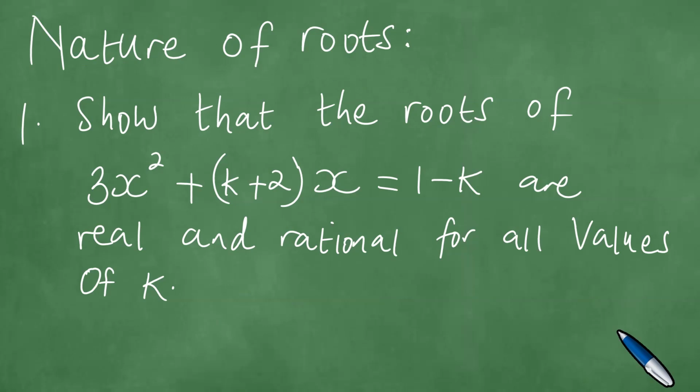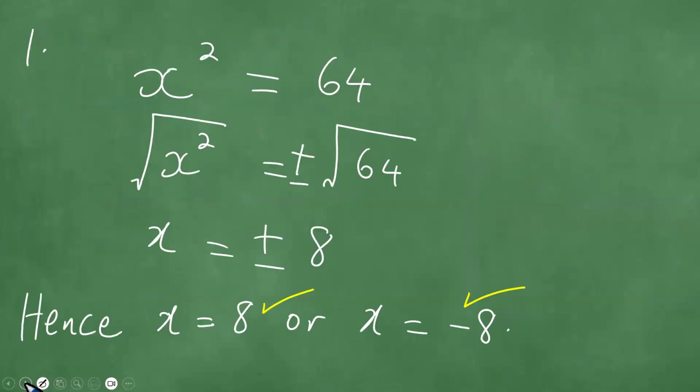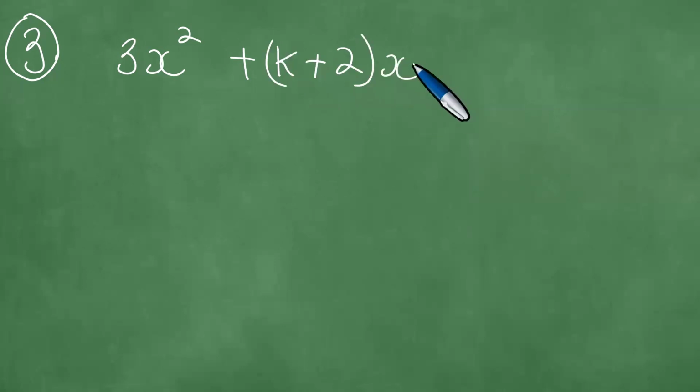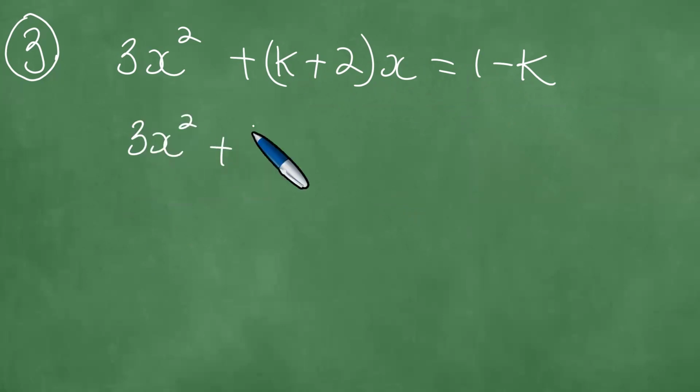Right. So we have 3x squared plus (k plus 2) times x equals 1 minus k. Solution. Right, so you have 3x squared plus (k plus 2) times x is equal to 1 minus k. Right, you're done. What did you do? Right, so we have 3x squared plus (k plus 2)x.